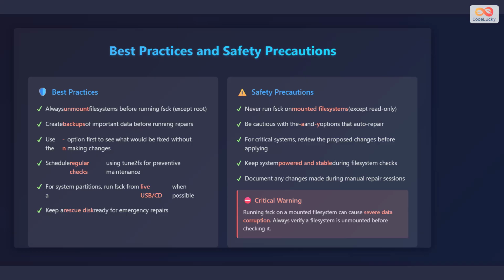Never run fsck on mounted file systems, except in read-only mode. Be cautious with the -a and -y options that auto-repair, and for critical systems, review the proposed changes before applying them. Keep the system powered and stable during file system checks and document any changes made during manual repair sessions. Running fsck on a mounted file system can cause severe data corruption, so always verify that a file system is unmounted before checking it.